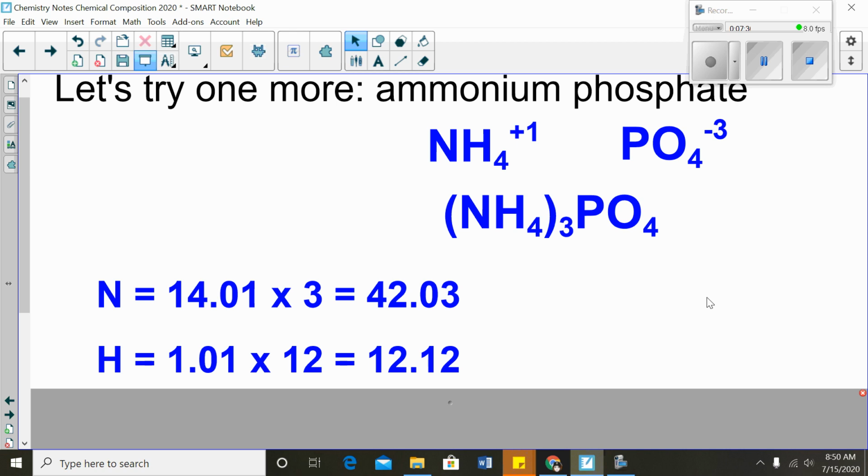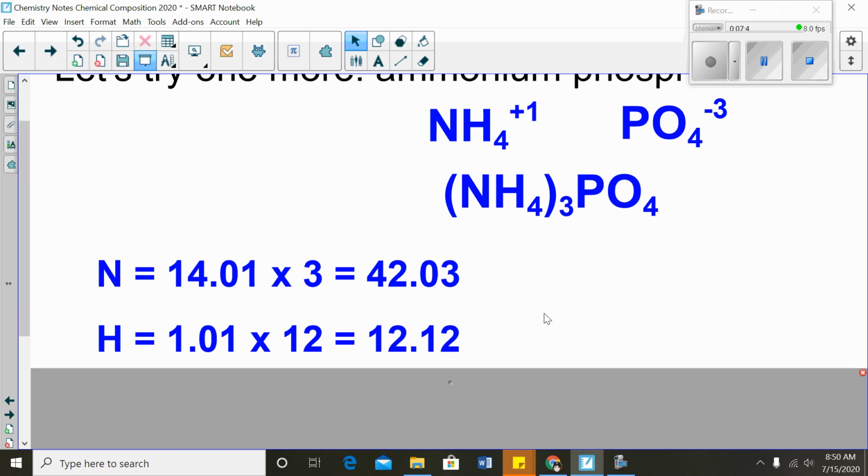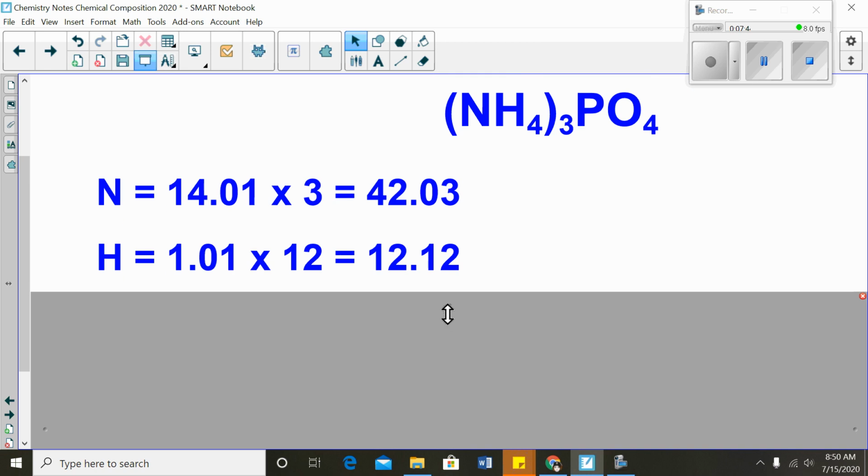Hydrogen. If you look up hydrogen on the periodic table, it's 1.008. So I will round that to 1.01. Why am I multiplying by 12? You have 4 hydrogens within the parentheses times 3 on the outside. 4 times 3 is 12. So 1.01 times 12 is 12.12.